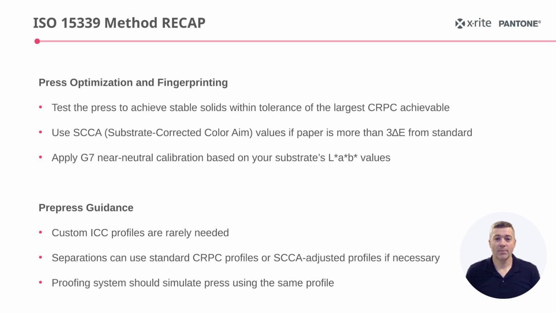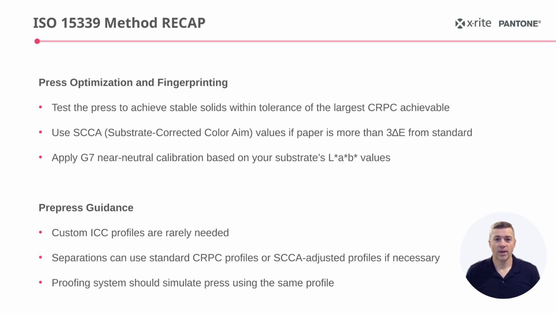Let's do a quick recap of the press optimization and fingerprinting process. It all starts with a test run of the press to stabilize your solid ink values. The goal is to get those values within tolerance of the largest CRPC your press can hit. You'll be using substrate-corrected color aim values, which means if your paper is more than 3 delta E away from the standard, you'll need to perform a G7 near-neutral calibration. That calibration is based on the specific LAB values of your substrate.